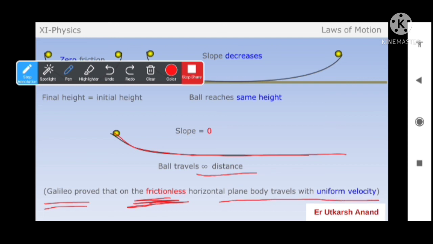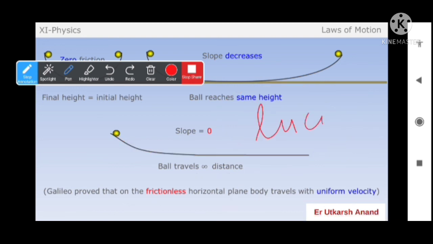That's all for now. Dear kids, this is Engineer Utkarsh Anand explaining to you Newton's law of motion in a very lucid manner, in a very simple manner.